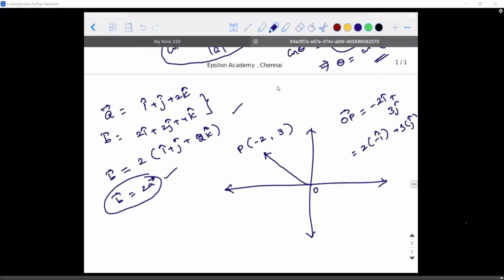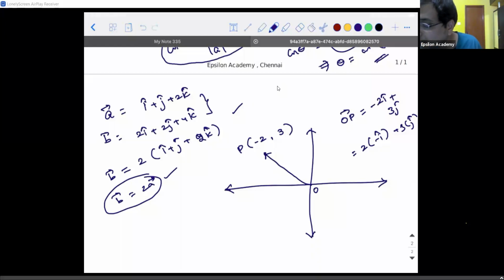Raghav, to answer your question, what I'm going to do is take a point here as -4, 6. Okay, I'll take a point like this.